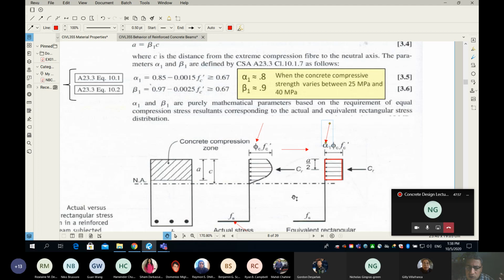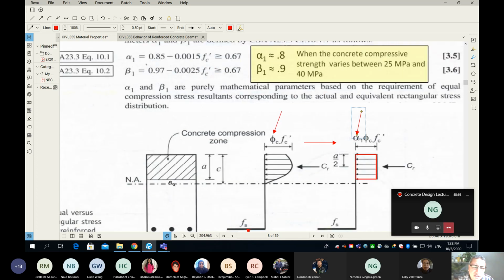Beta 1 and alpha 1 are transformation factors. When we use them, they will transform my parabola, which is very hard to deal with, into an equivalent rectangular block, which is easy to deal with mathematically. Now, let me show you something before I explain in more detail. Guys, look at this, please.